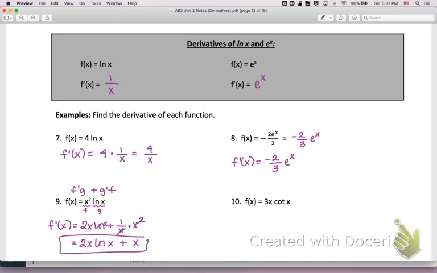So number 10 is similar with a product rule. We're going to have to use the rule for cotangent this time. But pause the video and see if you can come up with the answers for number 10 on your own. I'll be back in 3 with the response.